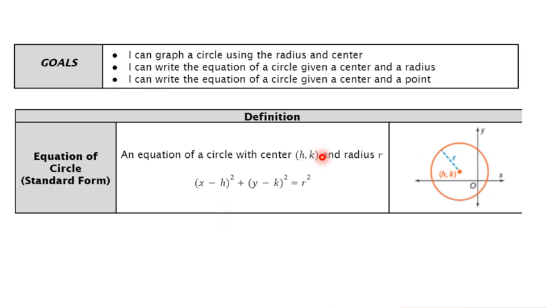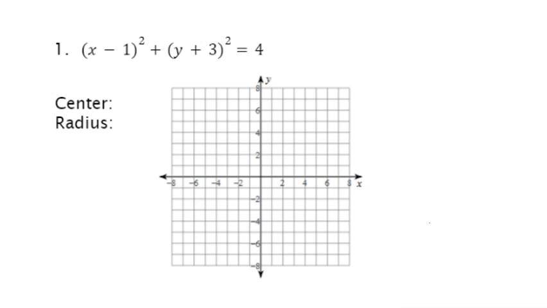We're going to see H and K. H and K is going to represent the center of our circle. And then we're also going to end up seeing R for radius. So our equation for the circle we're going to see is x minus h squared plus y minus k squared equals r squared.